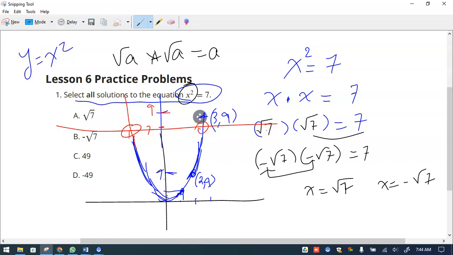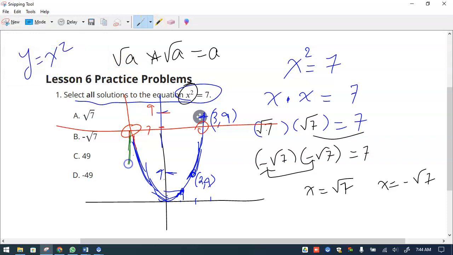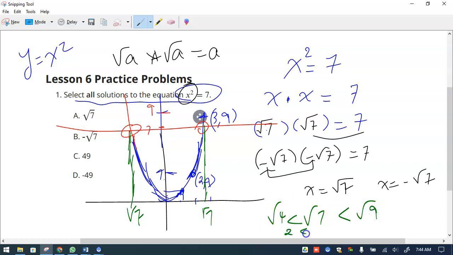So the geometrical understanding is, this is the square root of 7, and this is also the square root of 7. The square root of 7 is between the square root of 4 and the square root of 9, that is, between 2 and 3. So if this is 2 and this is 3, somewhere here is the answer. This is understanding, not just solving.